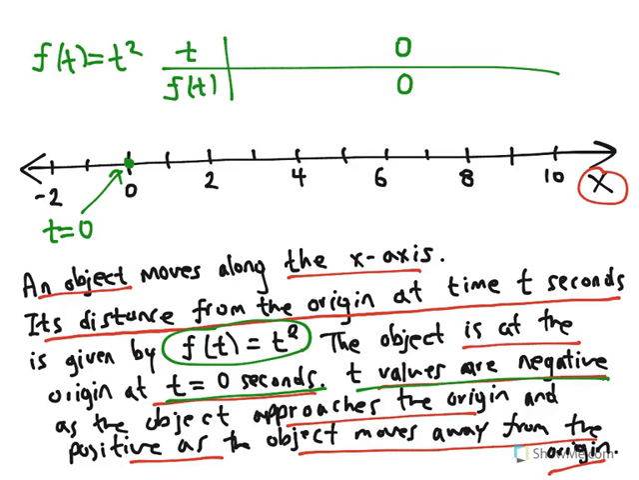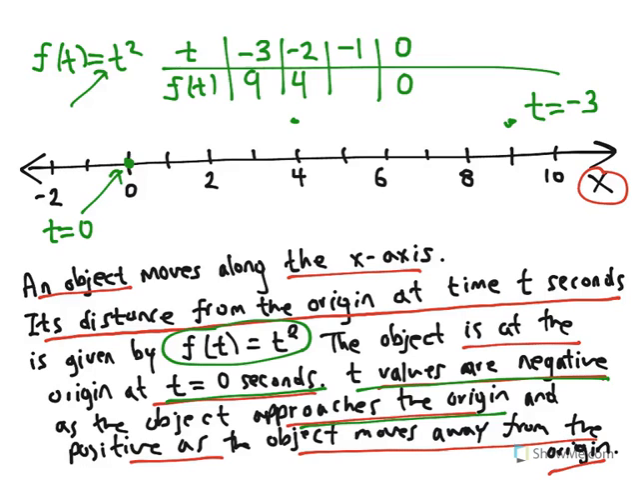T values are negative as the object approaches the origin. So you can have t values that are negative, for example, -3, -2, -1. And what's going on when t is equal to -3? -3 squared would be 9. The object would be here at t equals -3. -2 squared would be 4. The object would be here at t equals -2. -1 squared would be 1, and the object would be here at t equals -1. And you can see that the object is approaching the origin for these values of time.